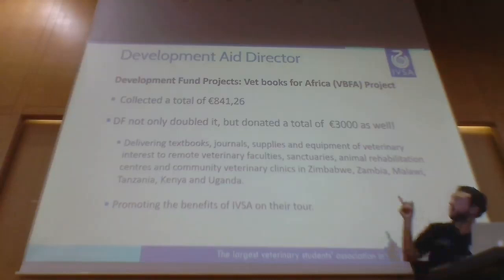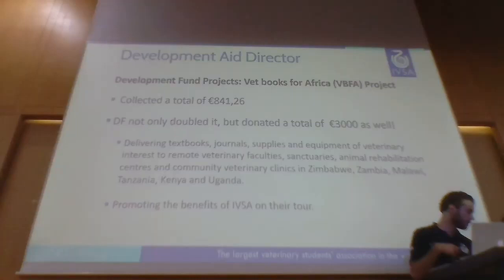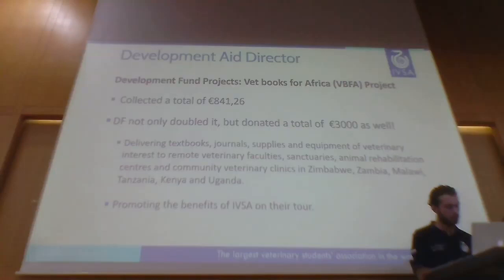Initially the DF promised to double the amount, but because we were so proud of everyone and we knew that Vet Books for Africa really needed the money, we decided to donate 3,000 euros to sponsor their amazing project. They don't only deliver equipment to veterinary faculties, it's also to students who don't have the money to buy the books, and to sanctuaries, animal rehabilitation centers, and so on. I made a list of it. I'm not going to read all of the countries, but it's a lot.